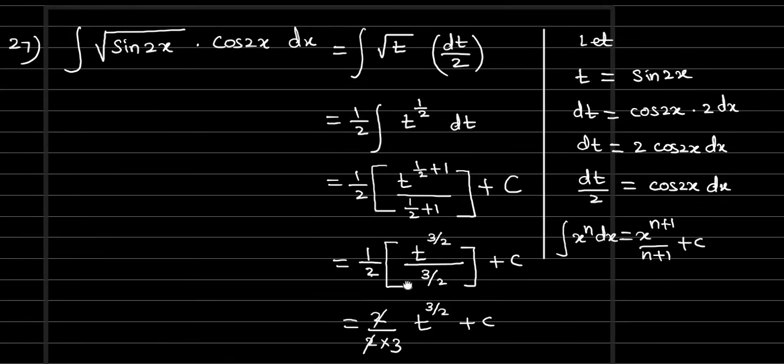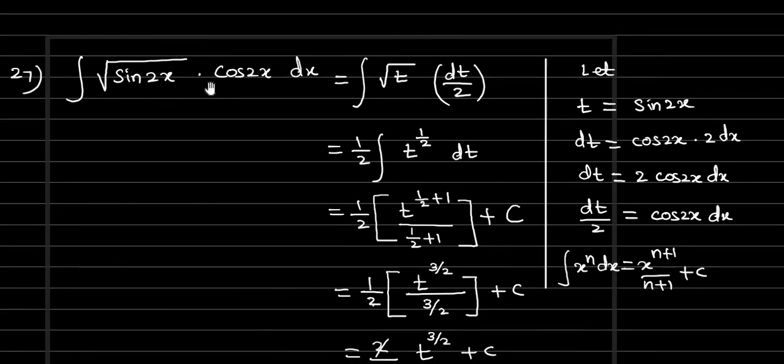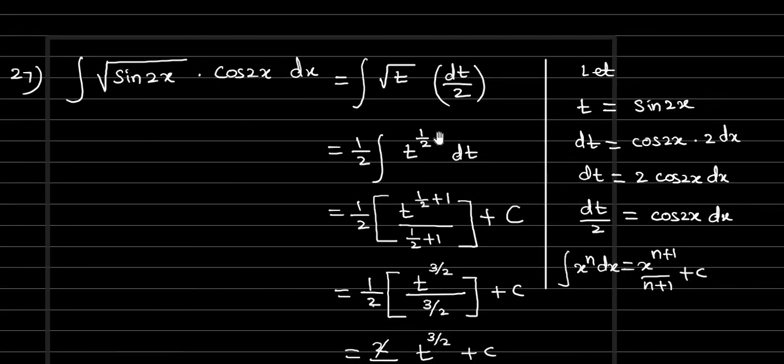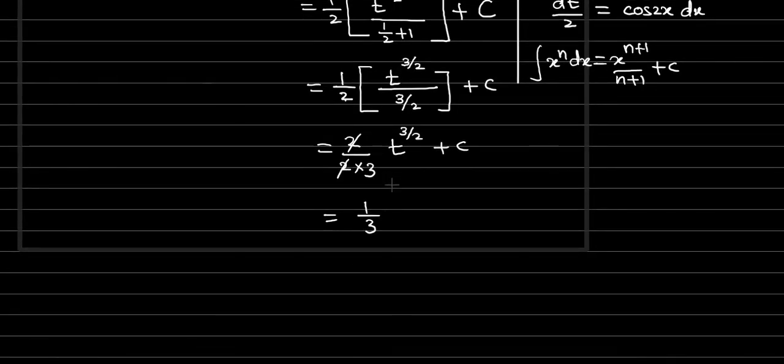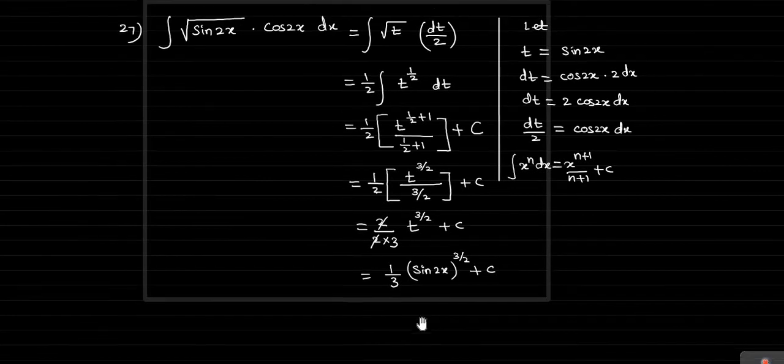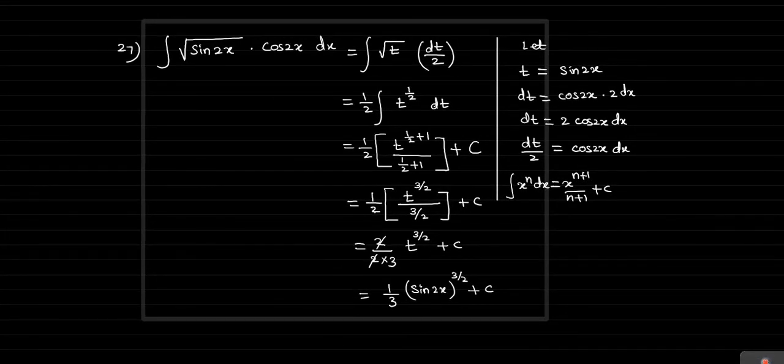Okay, for our convenience, we changed the given function from terms of x to terms of t. So what is t? Sine 2x. So sine 2x whole power 3 by 2 plus c. So that's all the solution of the 27th one. Next we can proceed to the 28th sum.